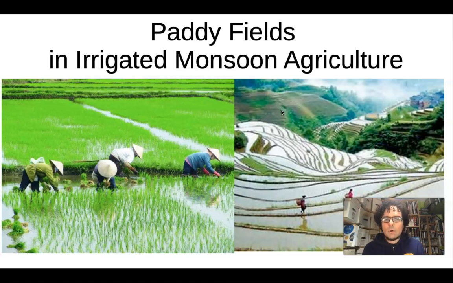Here you have a couple more pictures of the agrarian landscape of irrigated monsoon agriculture. Here we have fields in a plain, and here we have the fields in terraces.